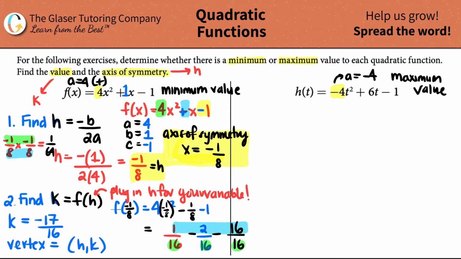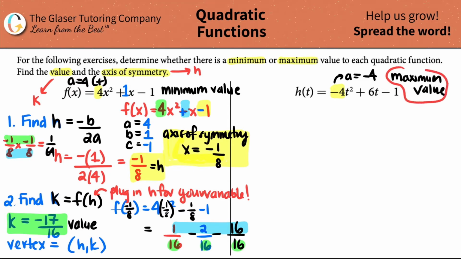That is the value of your minimum, because we know that we're smiling here. So there you go. This is the answer for the first one. We have the value of the minimum at negative 17 over 16, and we have the axis of symmetry at negative 1/8. So if you plot these 2 points, keep in mind that your k is the y value. You will see exactly where that graph will turn. Let's move on to the second one, and let's find that value and that axis of symmetry.